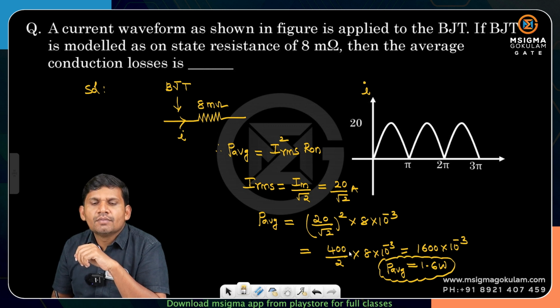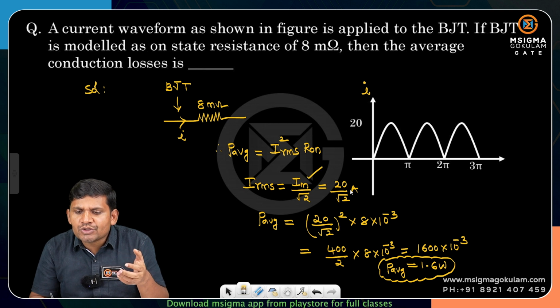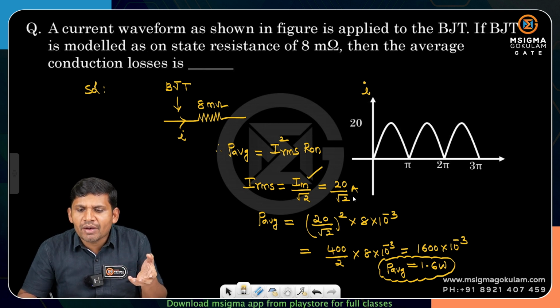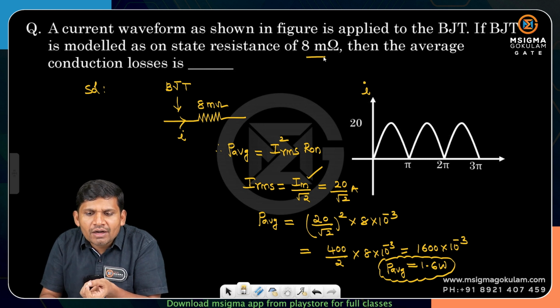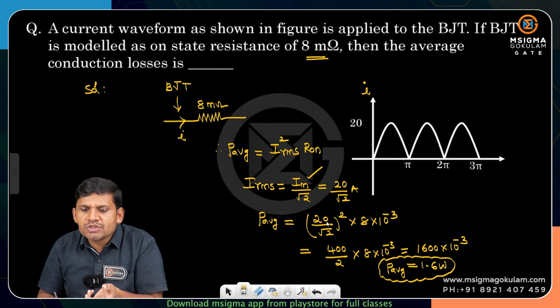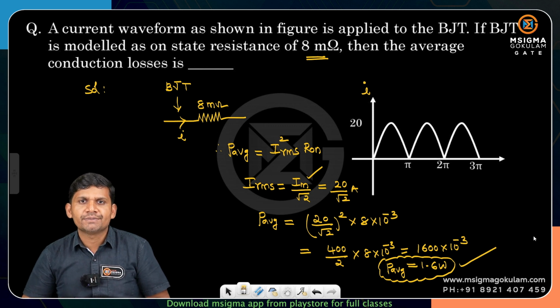Clear? I am calculating IRMS. IRMS equal to IM by root 2, that is 20 by root 2. P average equal to IRMS square into R1. IRMS is 20 by root 2 whole square. What is the on-state resistance given? 8 milliohms. 20 square, that is 400 by 2, times 8 in 10 power minus 3, that is 200 times 8, 1600 in 10 power minus 3, 1.6 watt.